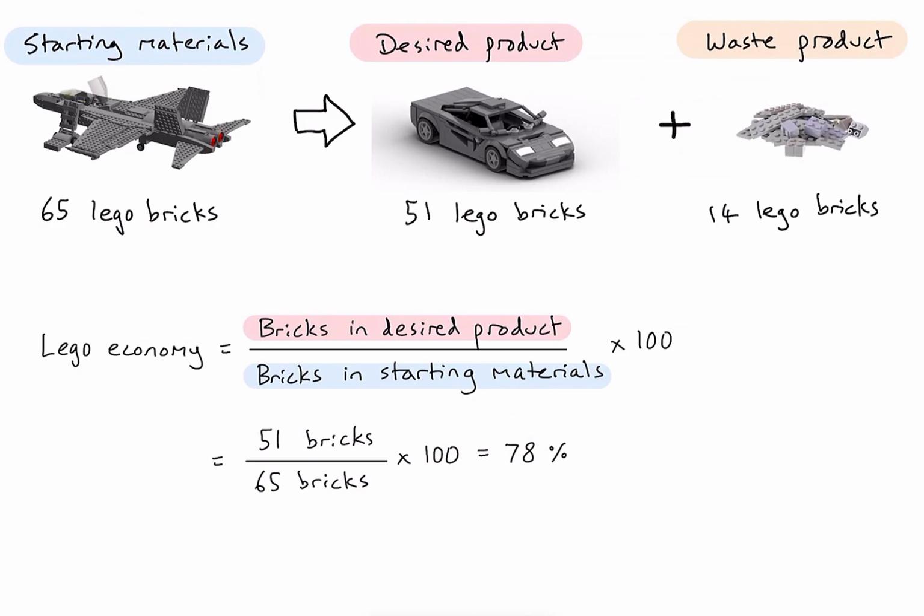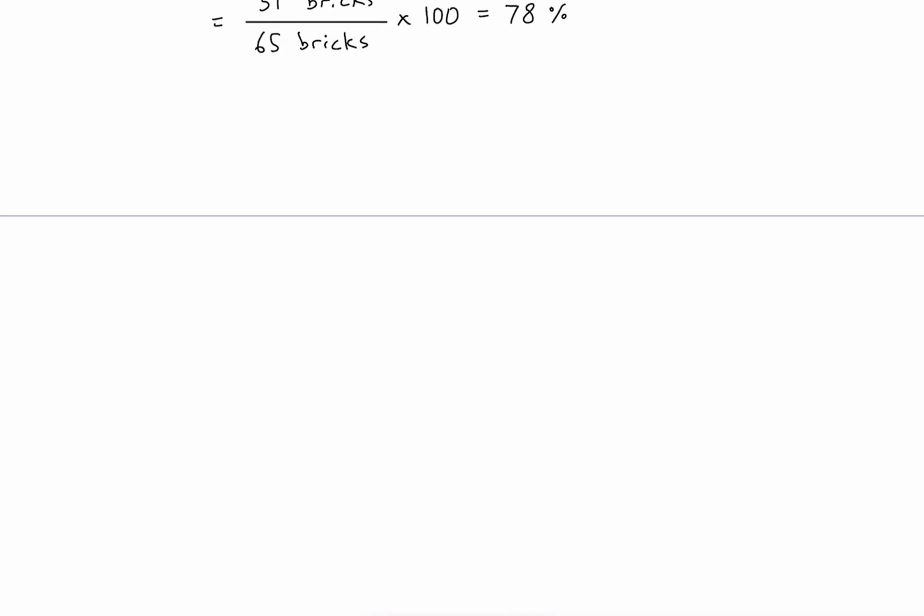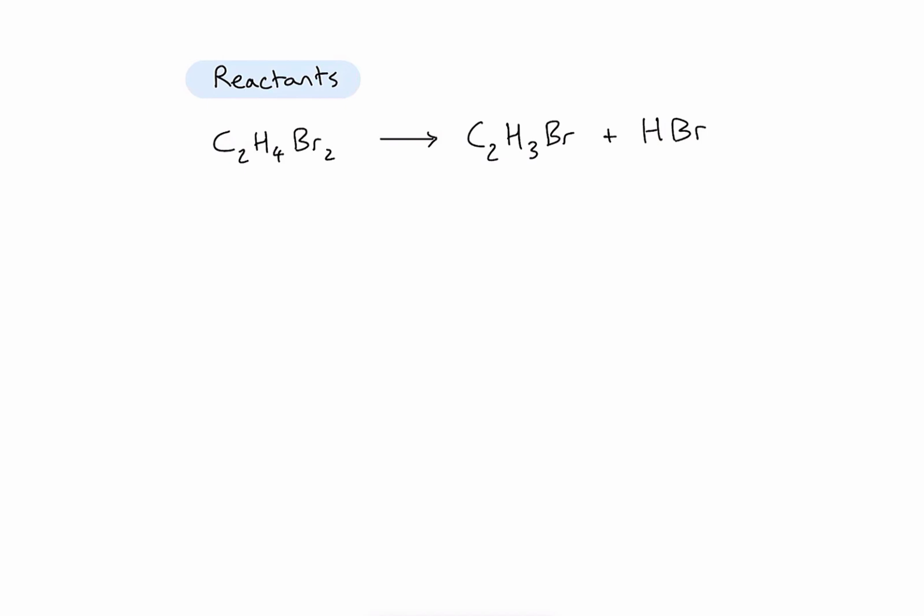Now, if we apply that analogy to an actual chemical process, let's take a chemical reaction, something like this, where I've got dibromoethane, which is my starting material. Of course, in chemistry, starting materials we call reactants. My desired product is the first of the products, that's bromoethene, used for things like polymers. And you'll notice there's one waste product there as well, which is the hydrogen bromide.